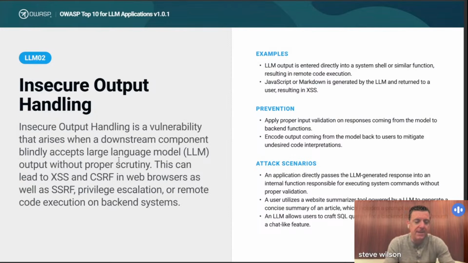So you really need to think about the different kinds of output that could be coming out and look at how you handle that output. And you see this here in the description, a bunch of things you're already familiar with: cross-site scripting, CSRF, SSRF. All of these classic vulnerabilities, basically your large language model could be exploiting on your back end if you're not careful.